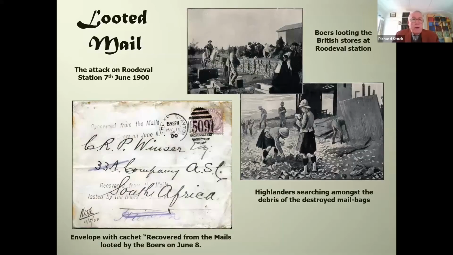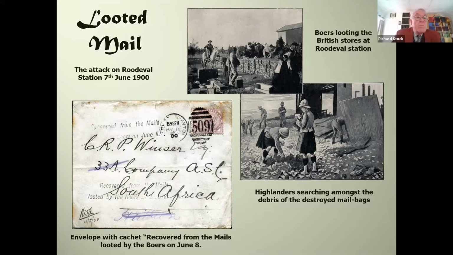I mentioned earlier about incidents that occur which prevent the mail being delivered as was intended. Looted mail. During the Anglo-Boer War, the Boers looted the Roodewald station on the 7th of June 1900, and from the Illustrated London News there are pictures of the Boers looting the British stores, and the Highlanders a few days later searching amongst the debris of the destroyed mail bags.